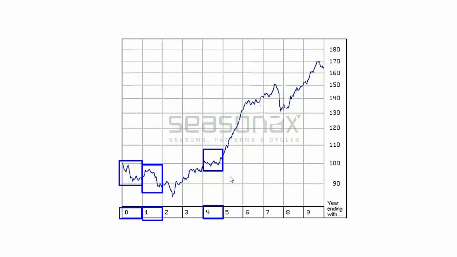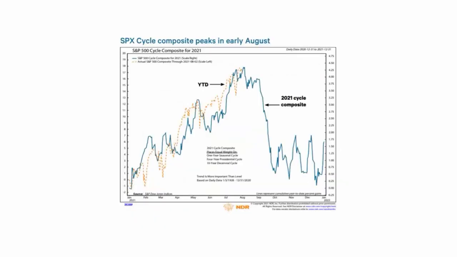some tendencies here. All right, so next, Ned Davis Research, NDR, they took the composite of these three. They equally weighted the 1-year cycle, January through December, with the 4-year presidential cycle, with the 10-year decennial cycle, and they came up with a composite. And this is what this chart is. So let me just highlight.